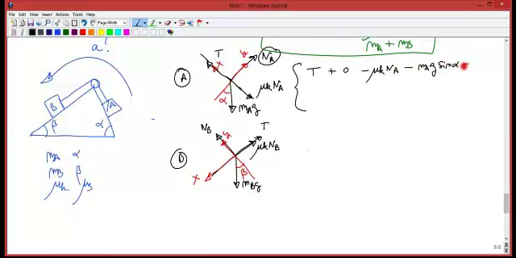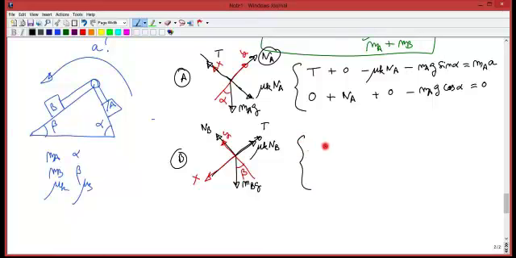And this is m_A a. And in the y, my T is 0, N_A is full and positive, mu_k N is 0, and my weight is going to be negative m_A g cosine alpha. And this is 0. All right. Similarly, where's my x? Right there.